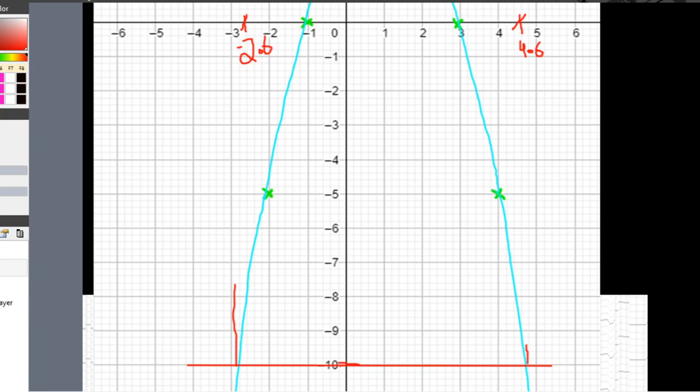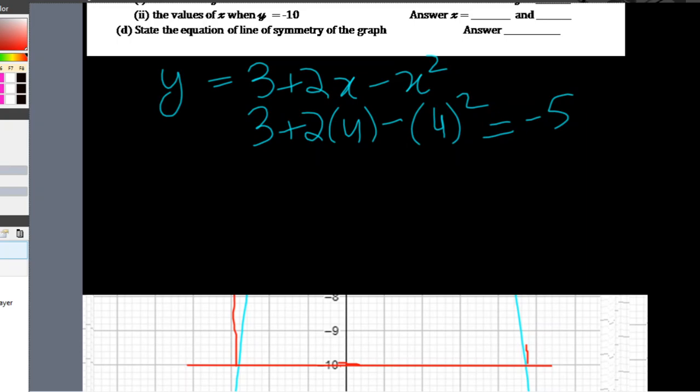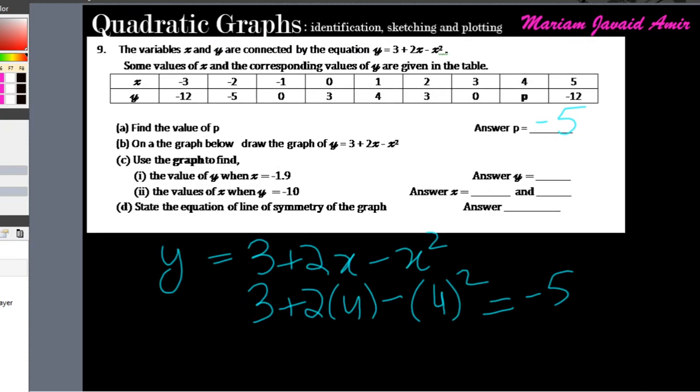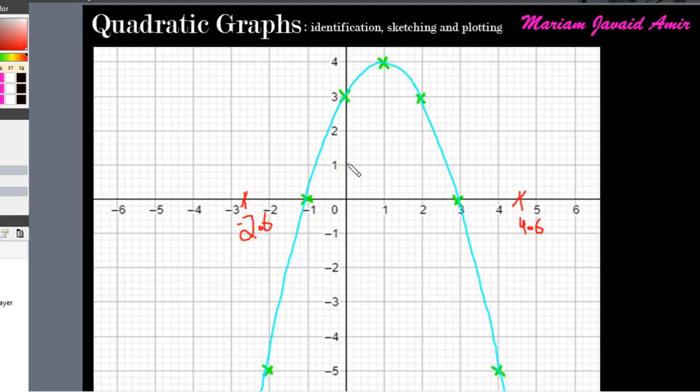And then the last part is, state the equation of line of symmetry of this graph. So the line of symmetry of this graph will be this line.